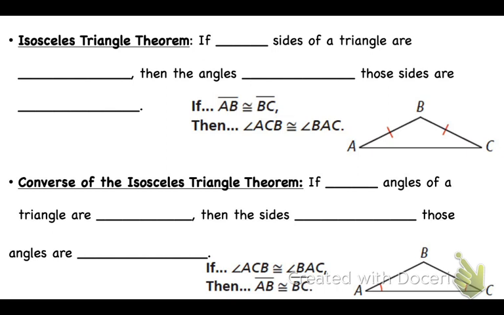So the isosceles triangle theorem states if two sides of a triangle are congruent, then the angles opposite those sides are also congruent.